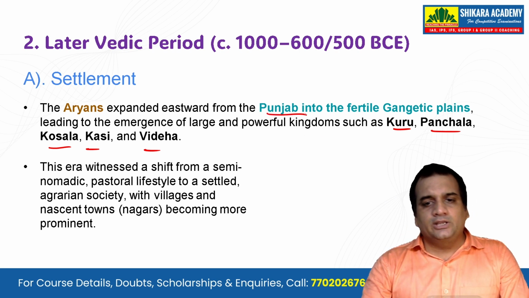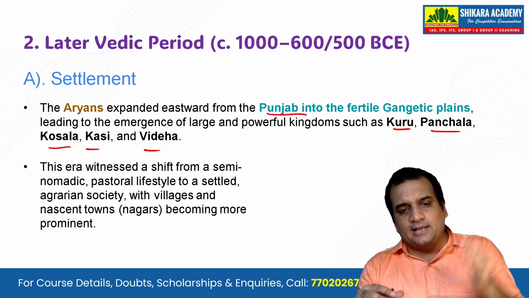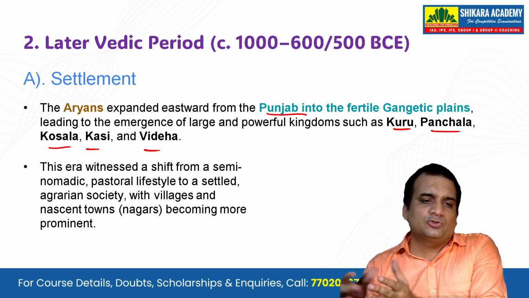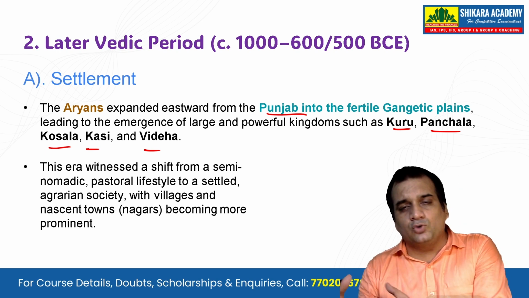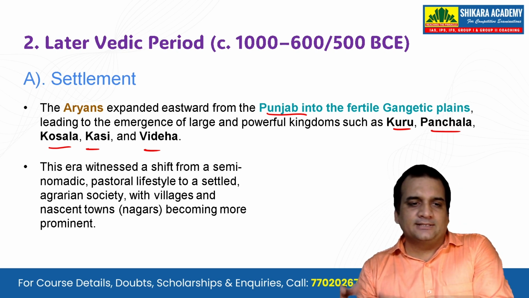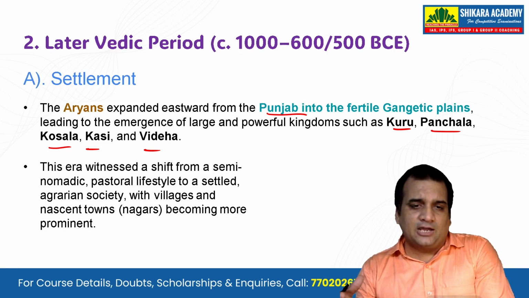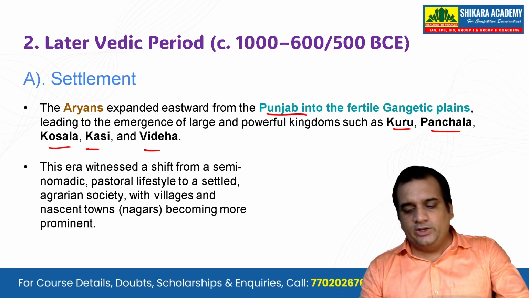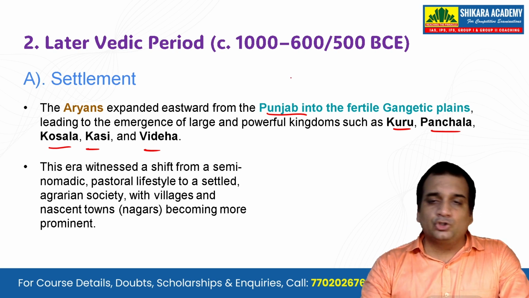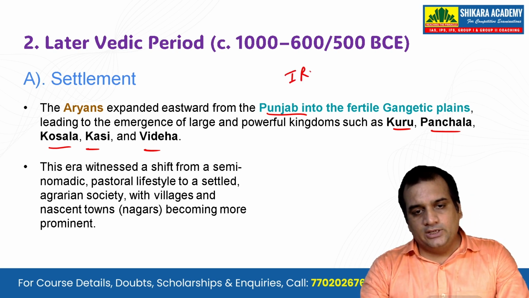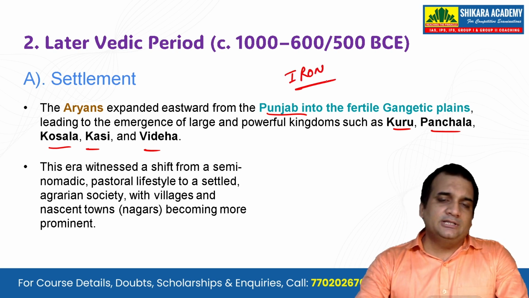Okay, so at first we saw the Aryans were mostly living in the Punjab area. After that, slowly and gradually they started to come to the Gangetic plains. Why had they not come to the Gangetic plains before, and why are they coming now? There is a reason: before, there was no invention of iron. With time, there is now the invention of iron.